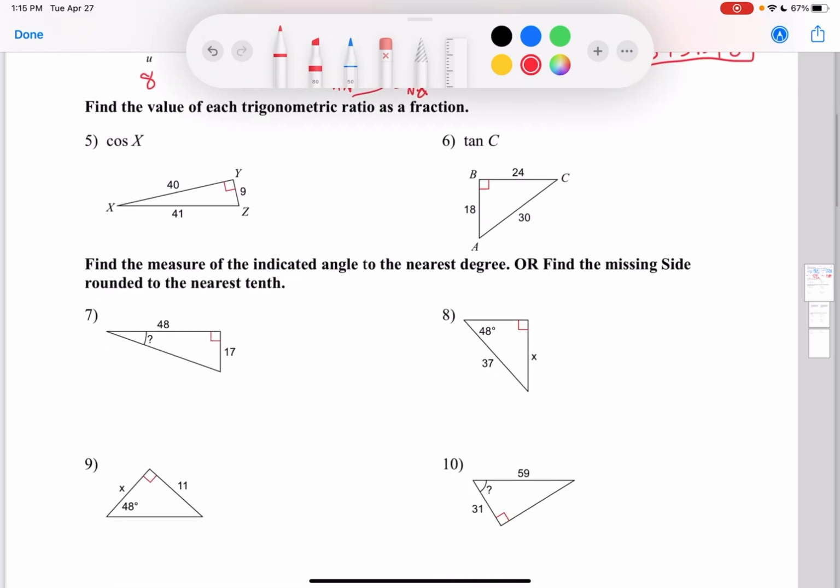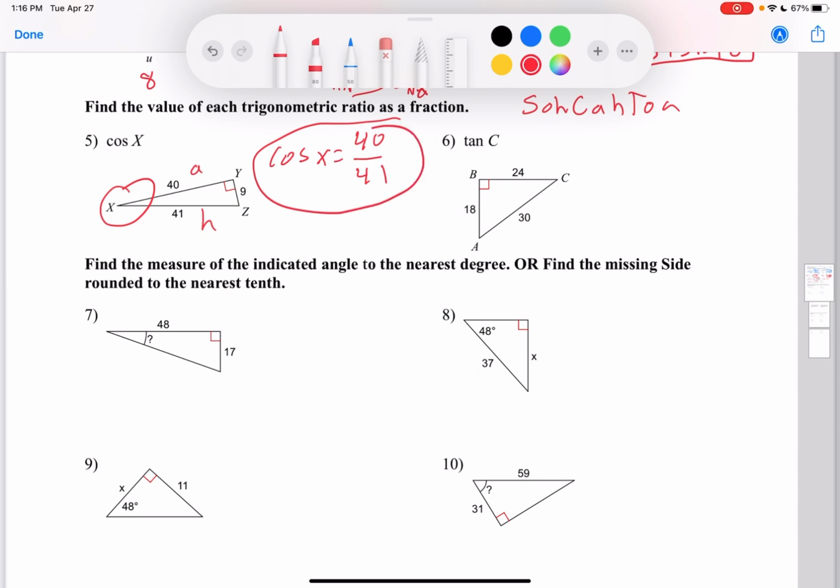Question number 5 says, write the trigonometric ratio for the cosine of x. So we locate x first right there. Cosine is adjacent over hypotenuse. Remember SOHCAHTOA, S-O-H-C-A-H-T-O-A. So the adjacent is the 40. Adjacent is the closest to x. The hypotenuse is 41. So the cosine of x is going to be 40 over 41. And you're done.